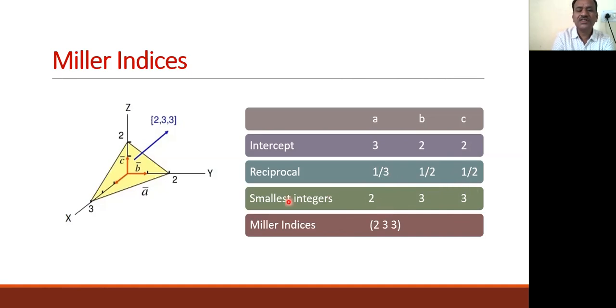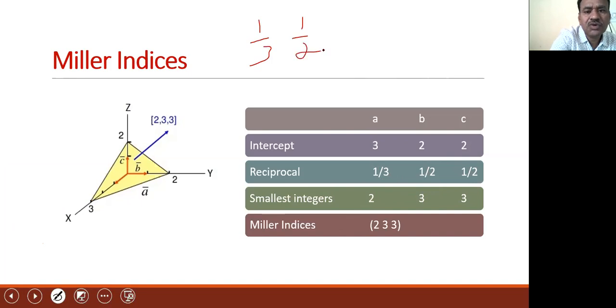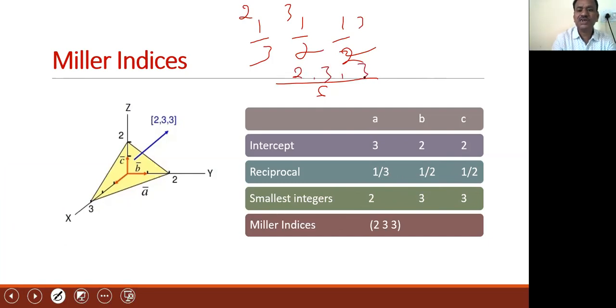Then by taking the smallest integer, it is 1 by 3, 1 by 2, and 1 by 2. What is the LCM of this? 6. So 6 divided by 3 gives 2, 6 divided by 2 gives 3, and 3. I think you did this in primary school. Then you are getting 2, 3, 3. Now, the Miller indices for these smallest integers are 2, 3, 3. This is the Miller indices. We should represent it like this.